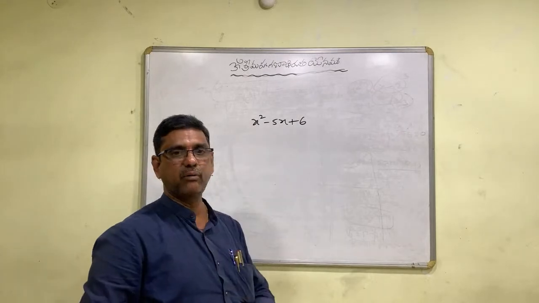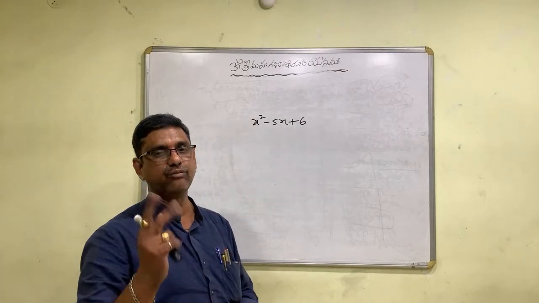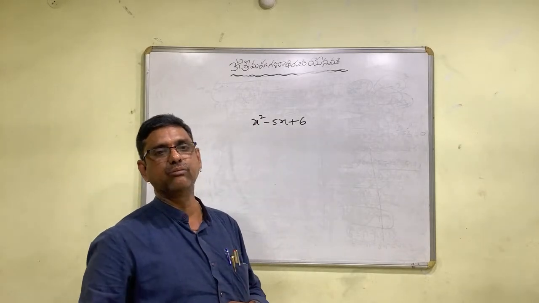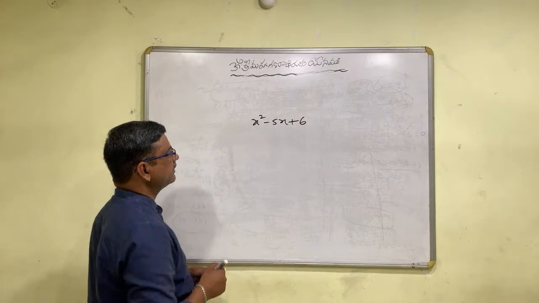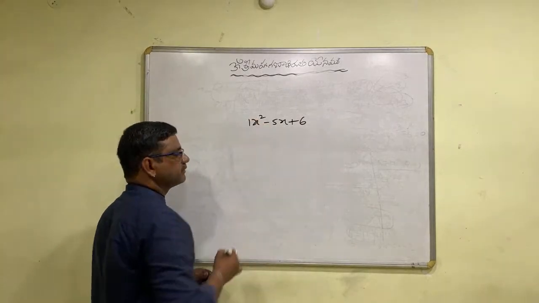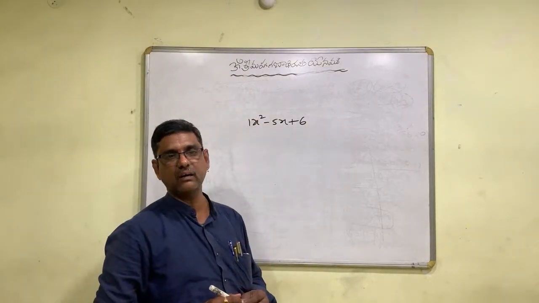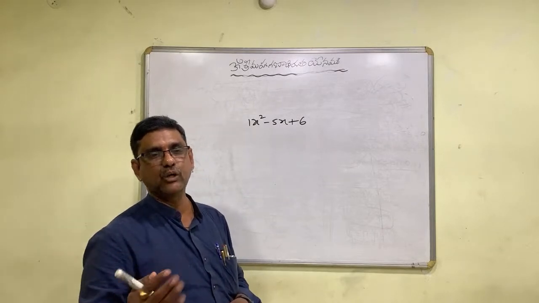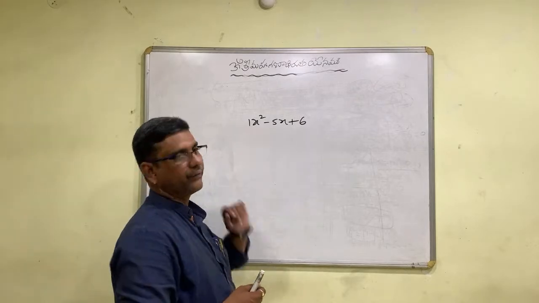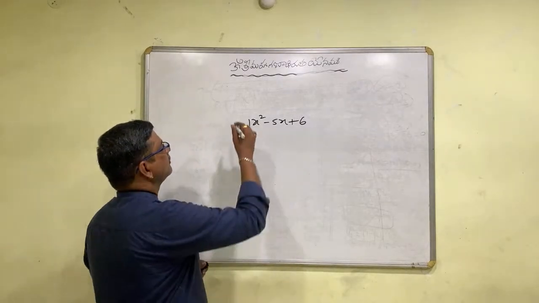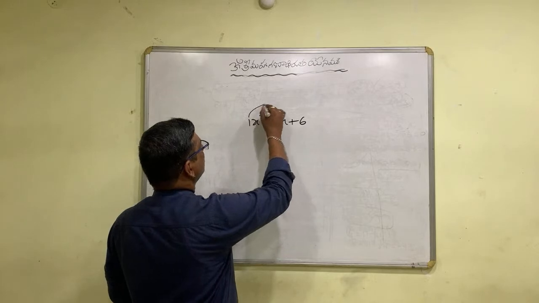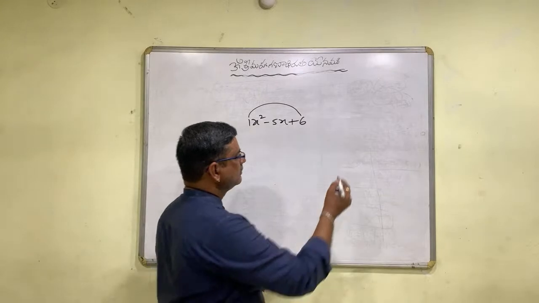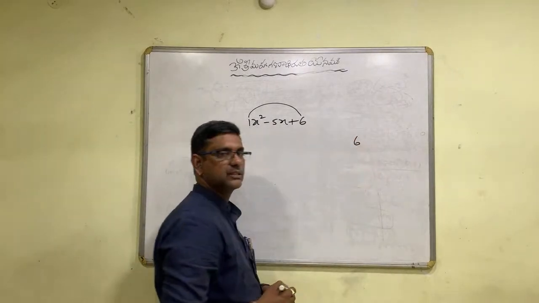Since this is a quadratic polynomial, its degree is 2, it will have two factors. So first, if nothing is there beside x square, means the coefficient of x square is not mentioned over there, we need to keep 1 over there. So step 1, multiply 1 and 6. The product we get is 6.